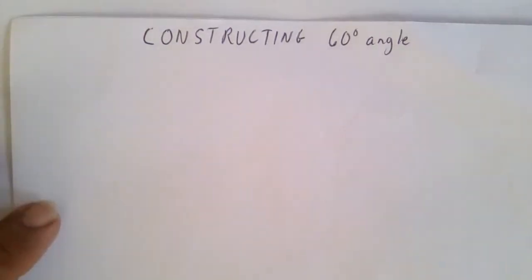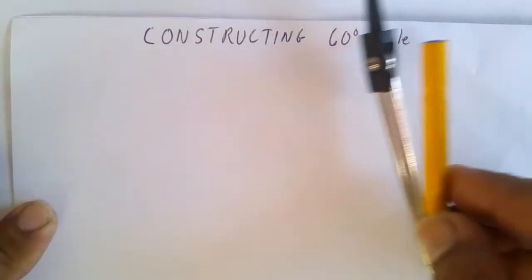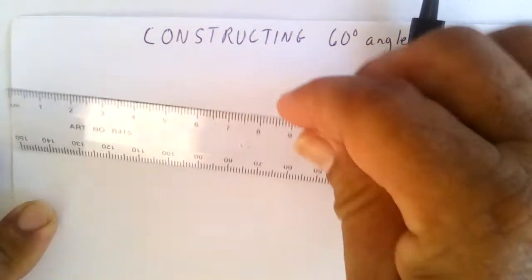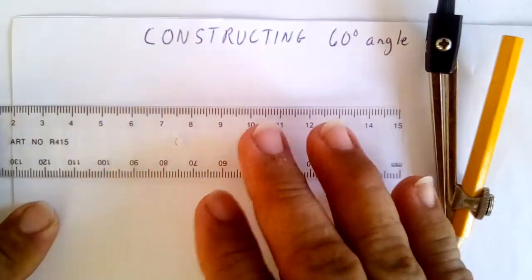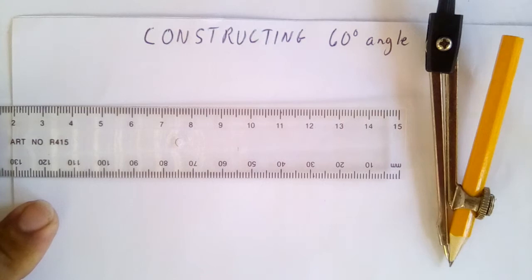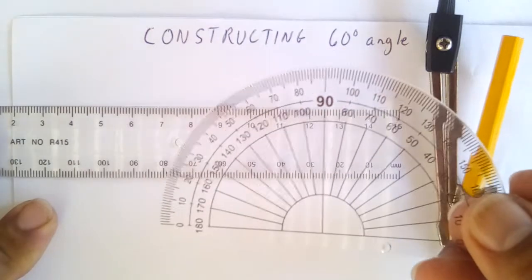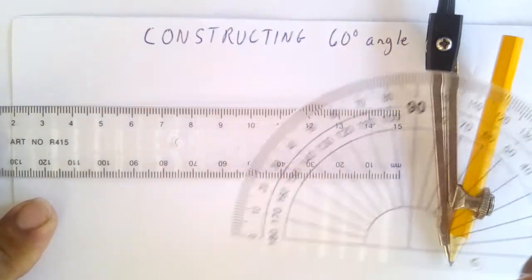Constructing a 60 degrees angle, and then we'll bisect it to form a 30 degrees angle. So let's start with our 60 degrees angle construction. For this activity you will need a compass, you will need a ruler, the one that comes in your geometric set. As well, we will be using our protractor to confirm that that's the correct measurement.